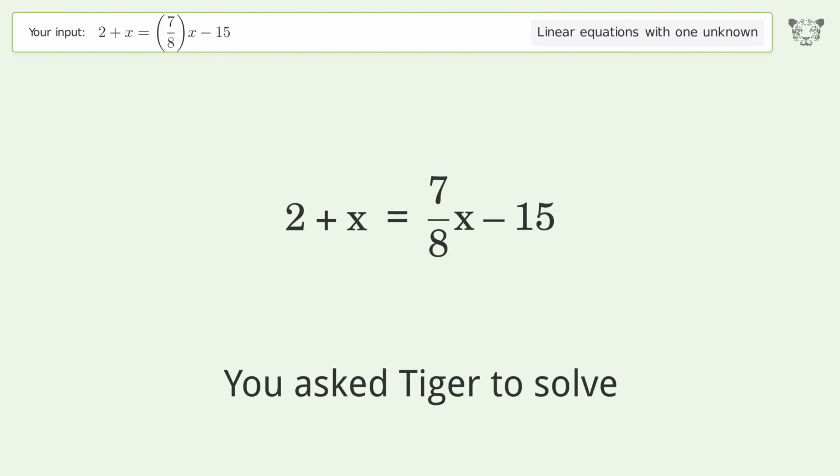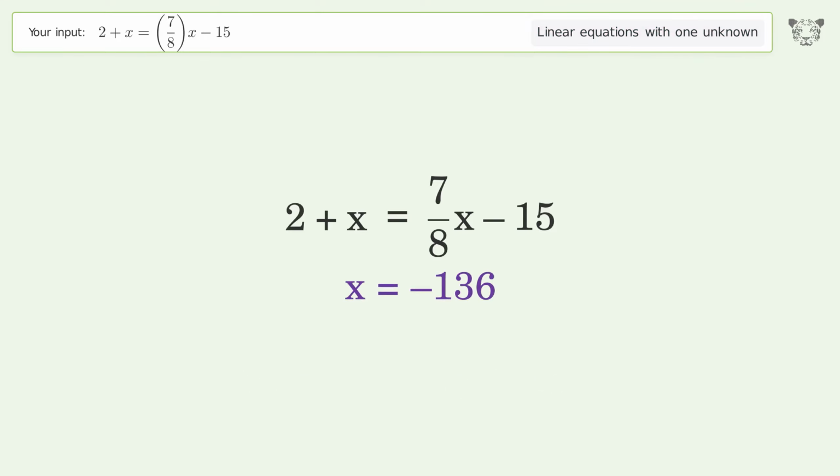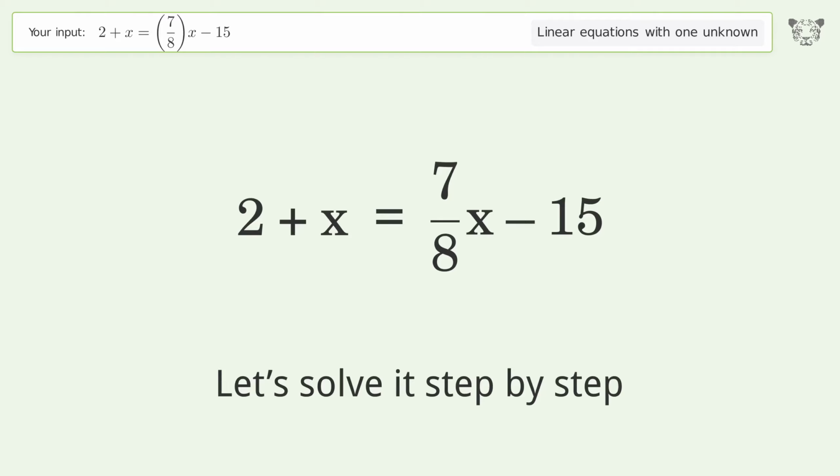You ask Tiger to solve. This deals with linear equations with one unknown. The final result is x equals -136. Let's solve it step by step.